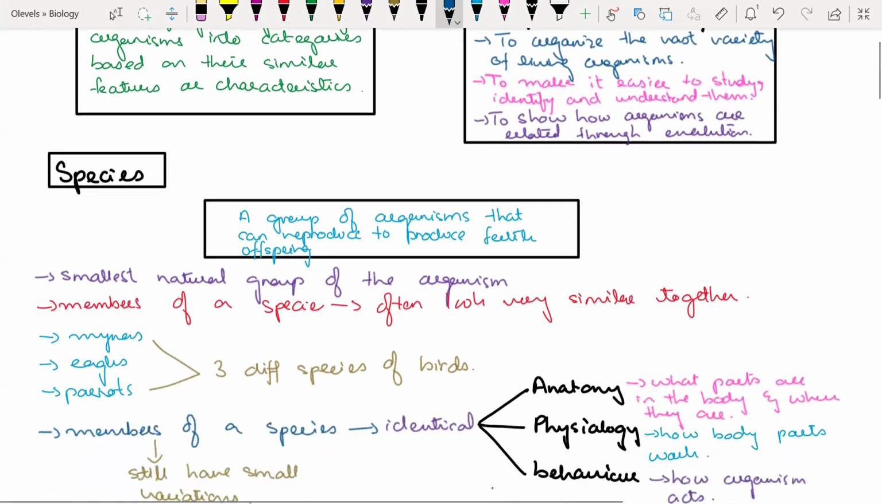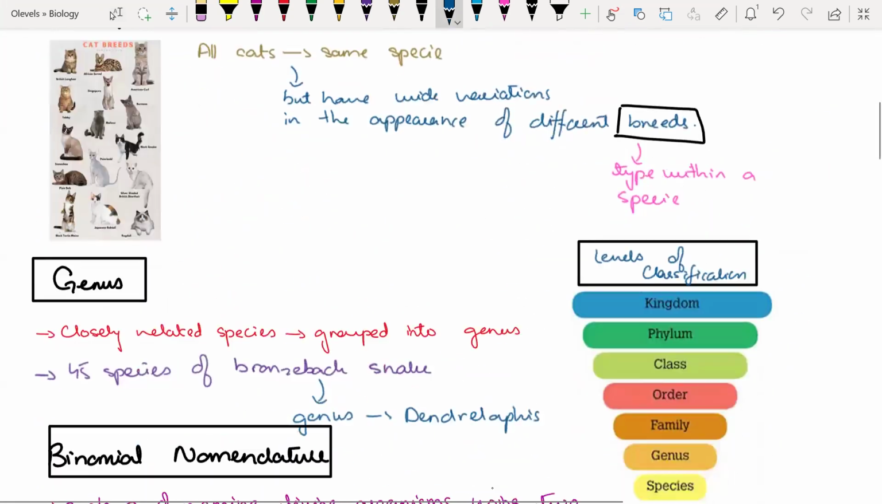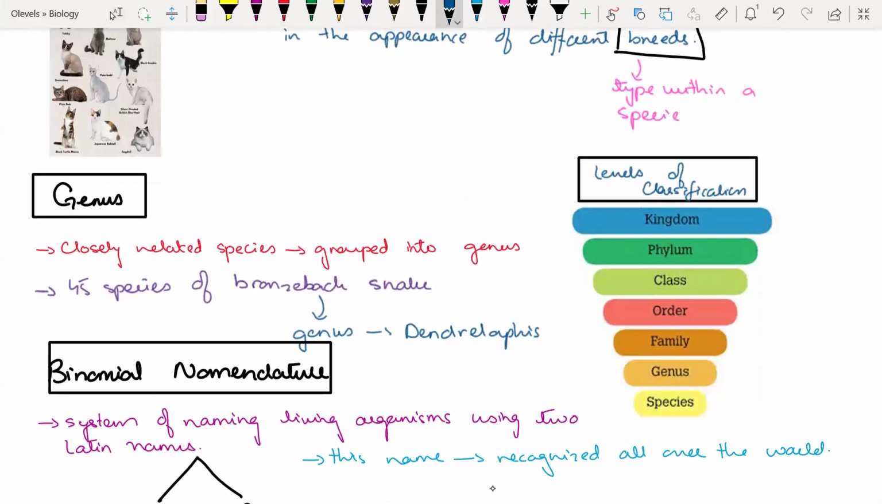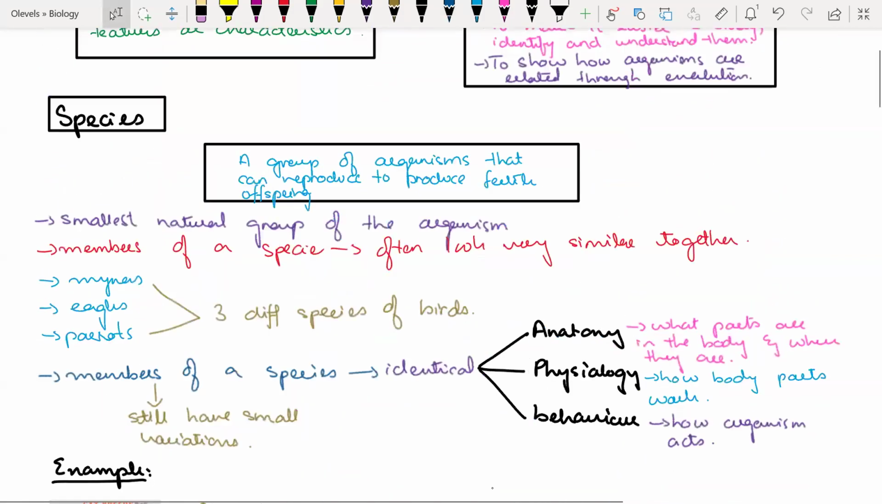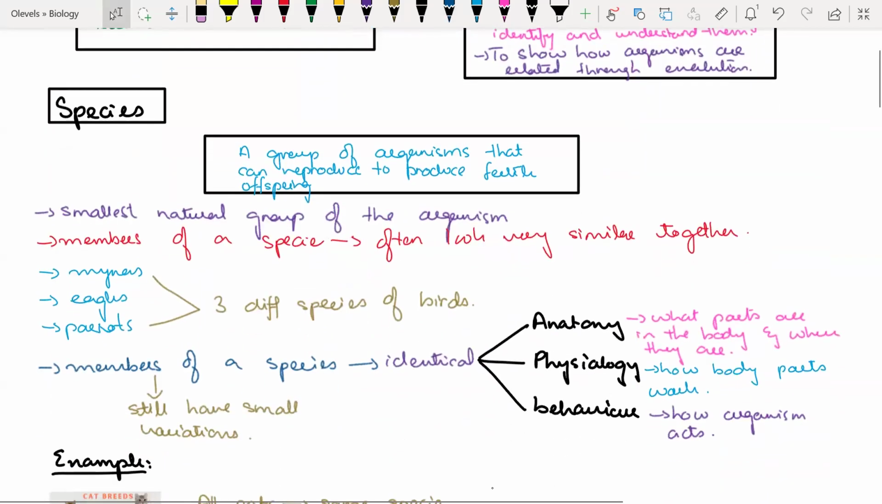Organisms are classified into various groups. The levels of classification are: first the species, the smallest group, then genus, then family, then order, then class, then phylum, and then kingdom at the last. First, we have to start from species. A species is a group of organisms that can reproduce to produce fertile offspring.